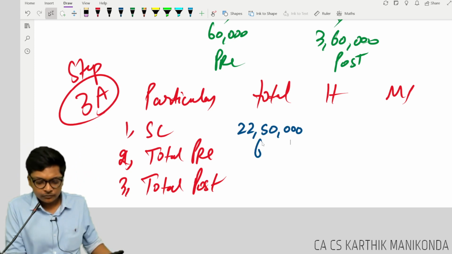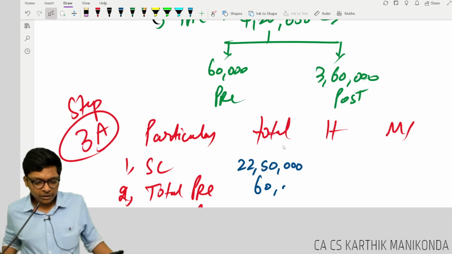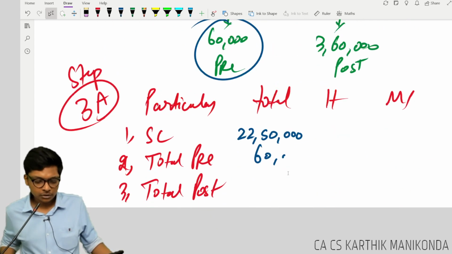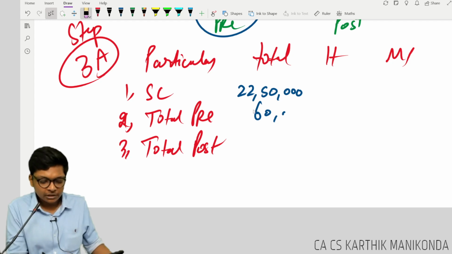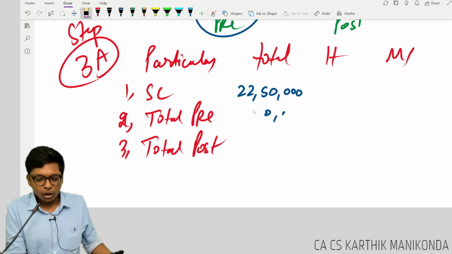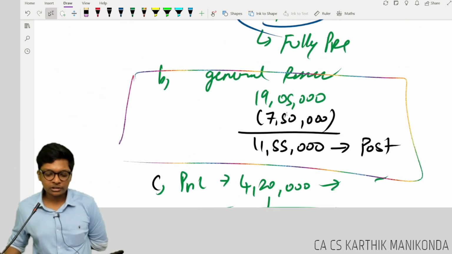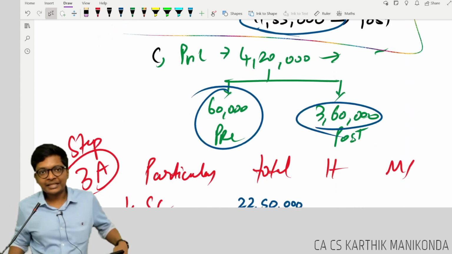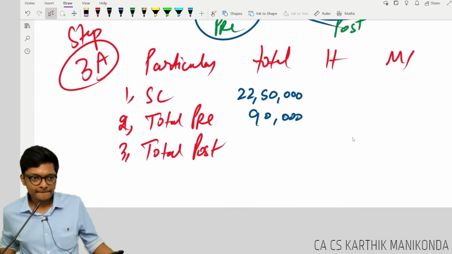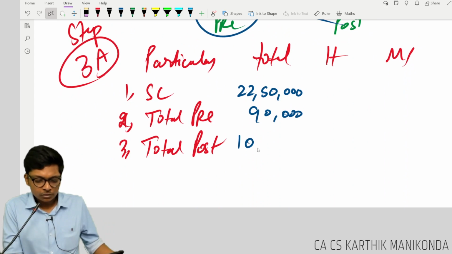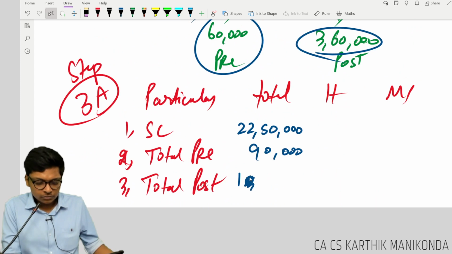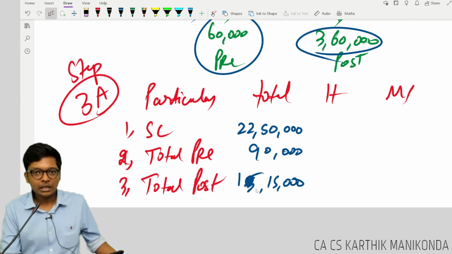Total pre is, total pre how much, guys? Add 60 plus 30. Pre is not going to change. Do you understand, guys? Because we have not used pre profits. 90,000. Post will change, of course. So post will be 11 lakh 55 plus 3 lakh 60. How much? 15 lakh 15,000. 11 lakh 55 plus 3 lakh 60.